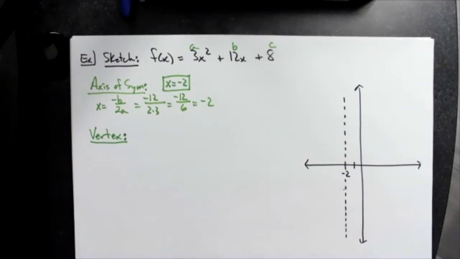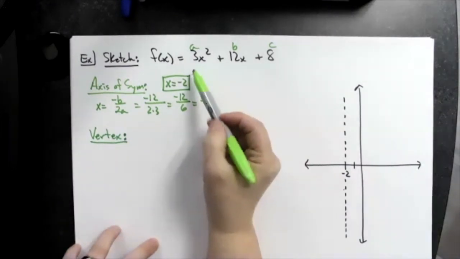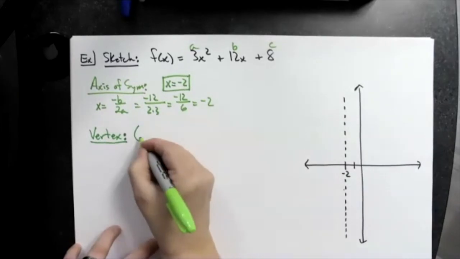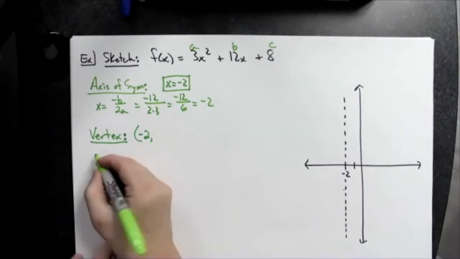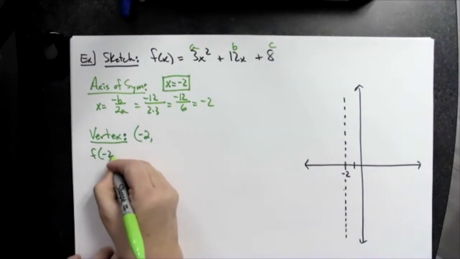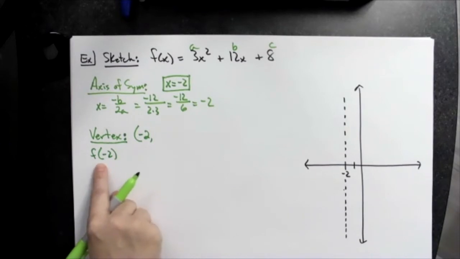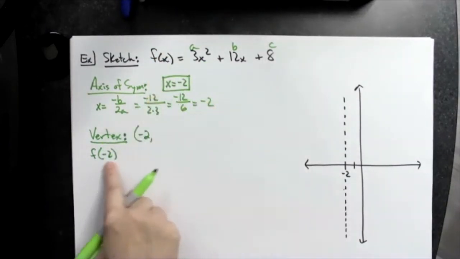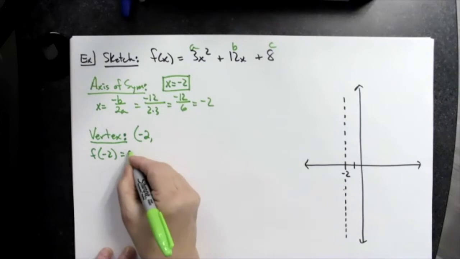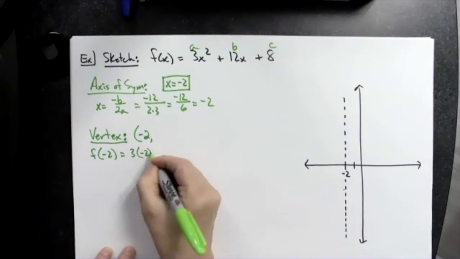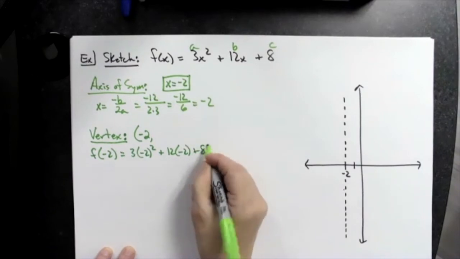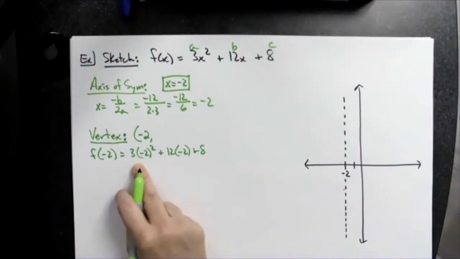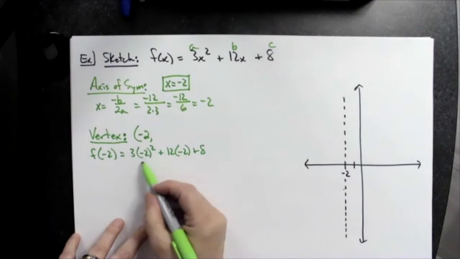The vertex is that point. I know that the x-coordinate is negative 2, so I might as well plug that in. I am supposed to take that negative 2 and plug it into the function. I'm going to use my function notation since the function is called f. So I go 3 times negative 2 squared plus 12 times negative 2 plus 8. Just a bunch of arithmetic there. You can use your calculator or do that by hand.